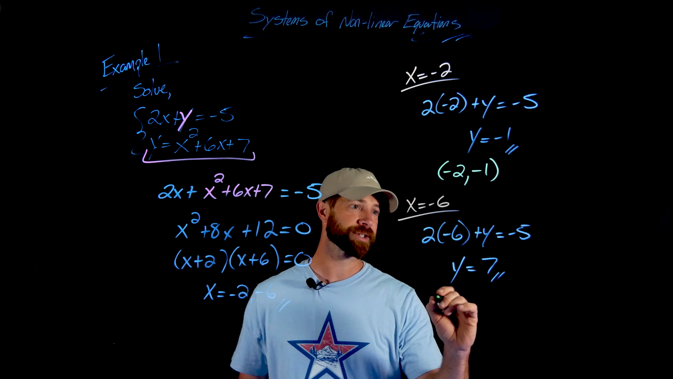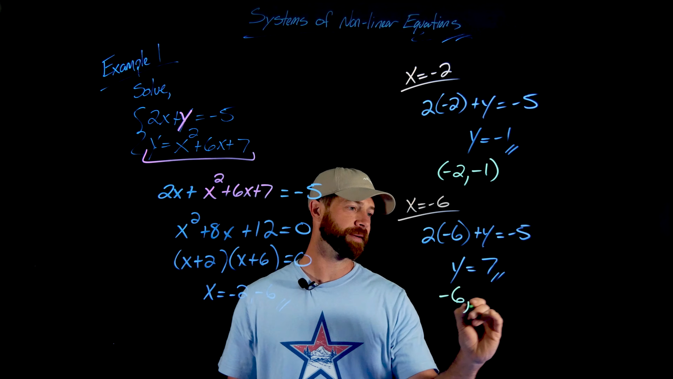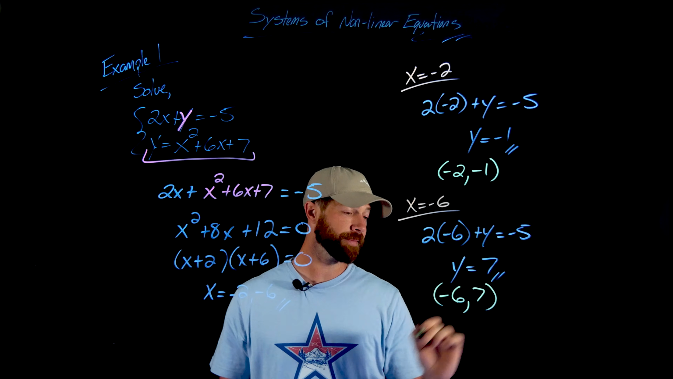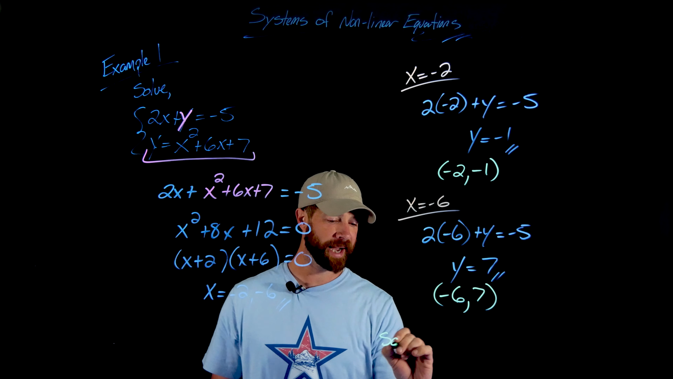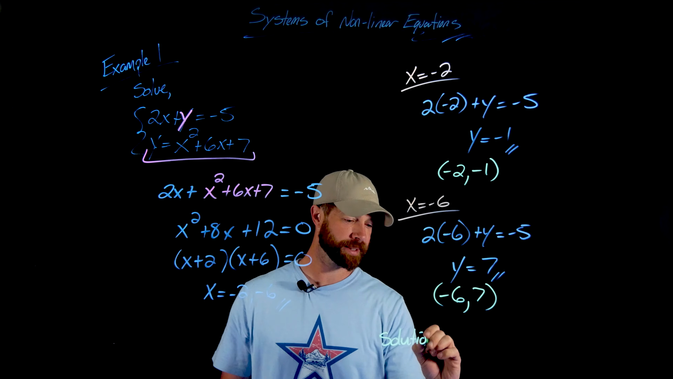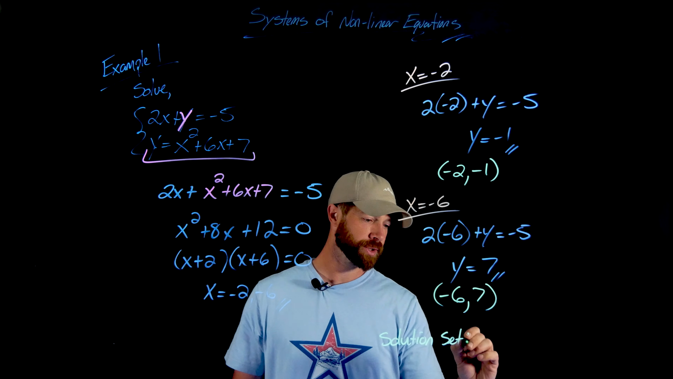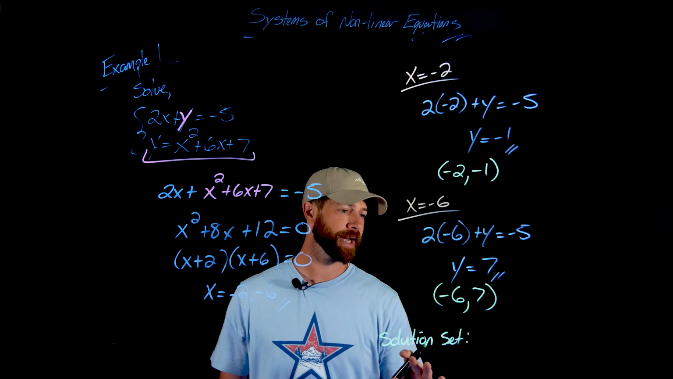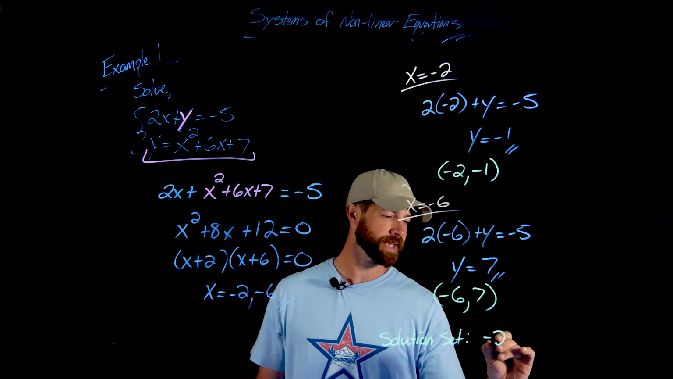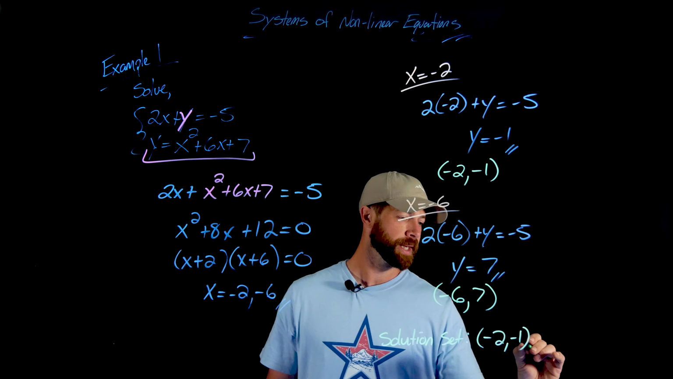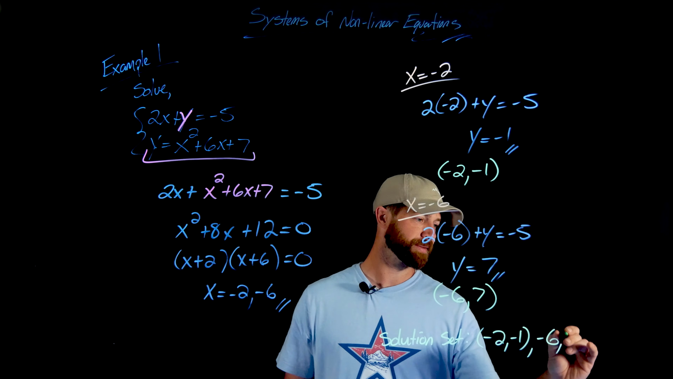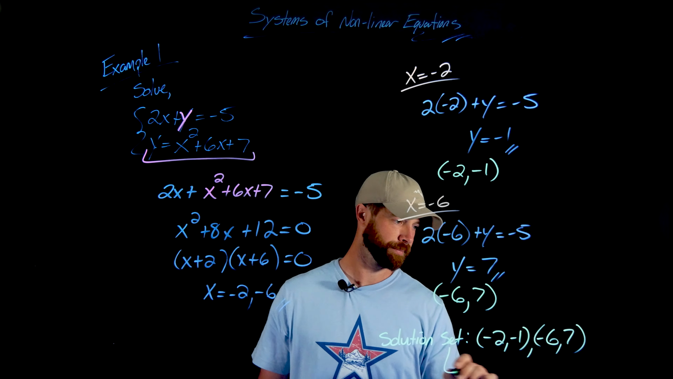Which gives me my second solution of x equals -6 and y equals 7, meaning I have a solution set. So I had a set of solutions, more than one solution to describe here. The first solution is (-2, -1), and the second solution is (-6, 7).